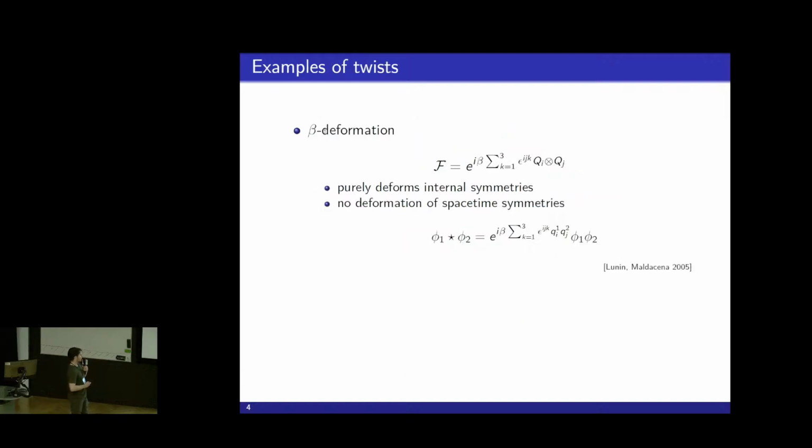To give you some examples, one relatively famous example is such a twist here, which leads to the so-called beta deformation. This twist is basically just built from this exponential of internal R charges. So the star product then just introduces some phase factors in front of the product of two fields, depending on the charges measured by these Qs here. We can also replace these Qs by space-time symmetry generators, for example, translation generators, and then this star product introduces a non-commutativity between coordinates. So this would lead to true non-commutative field theories in the end.